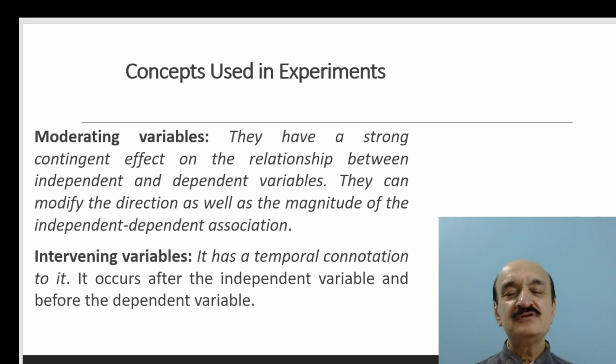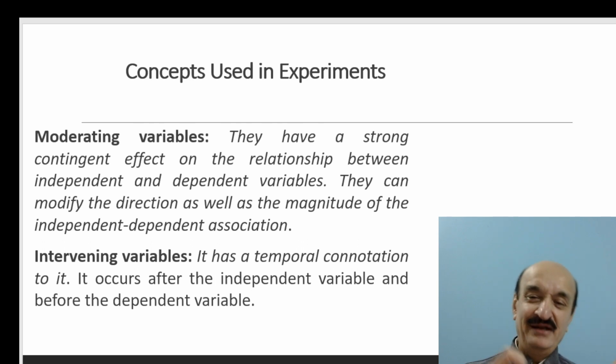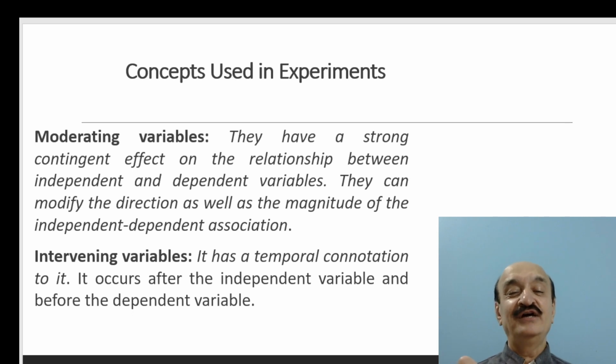Moderating variables have a strong contingent effect on the relationship between independent and dependent variables, and they can modify the direction as well as the magnitude of the independent-dependent association. We have studied in school science that there's a catalyst, and the catalyst enhances the chemical reaction. It does not participate in the reaction, but it definitely gives a direction, and therefore a catalyst can be an example of a moderating variable.